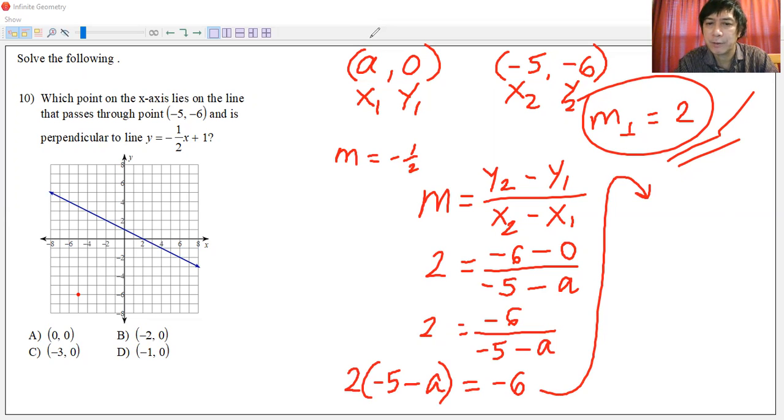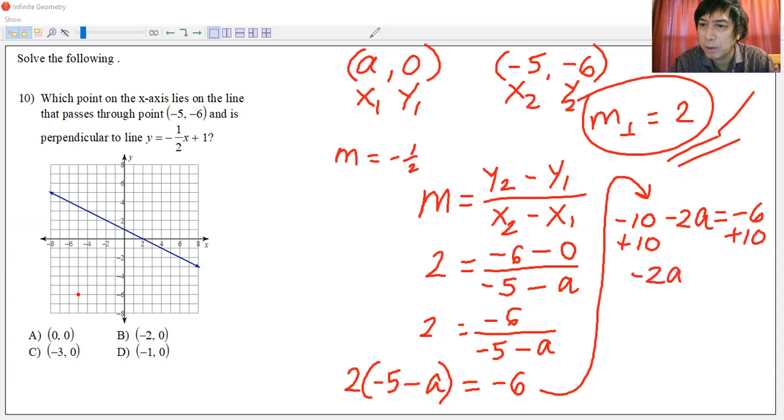So we will have here negative 10 distributing the 2, and then negative 2a, and then this is negative 6. All right, so we shall add 10 here and add 10 here. Okay, giving us at the left side negative 2a, and the right side is just 4. And one more step, and we'll be able to get the value of a. So we shall divide here by negative 2. Both sides must be divided by negative 2. And finally, a is negative 2.